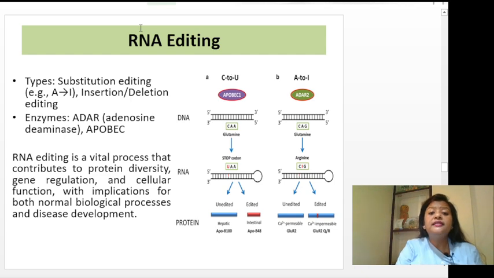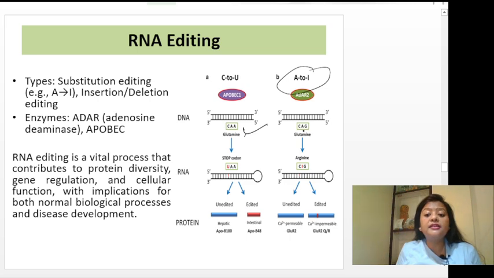In the first case, C is being replaced by U. You can see that when it was CAA, it was glutamine, but when C was removed and U came in, it became a stop codon. UAA is a stop codon. It means to stop. And again, you can see here A to I. Sometimes A can also be replaced by I. So when it was CAG, it was glutamine, but when CIG occurred, it became arginine.